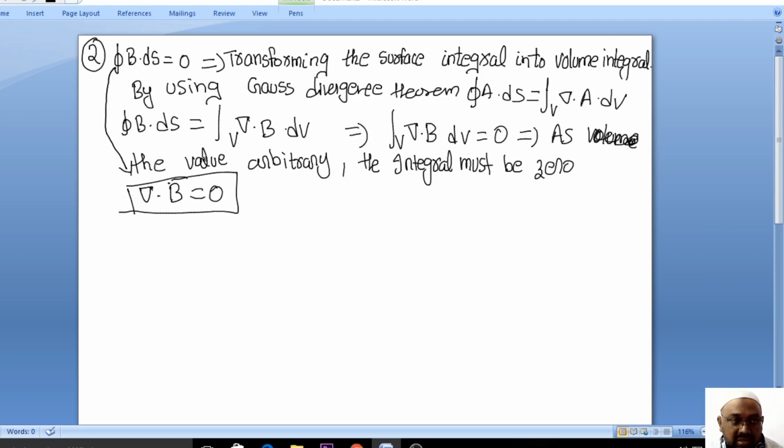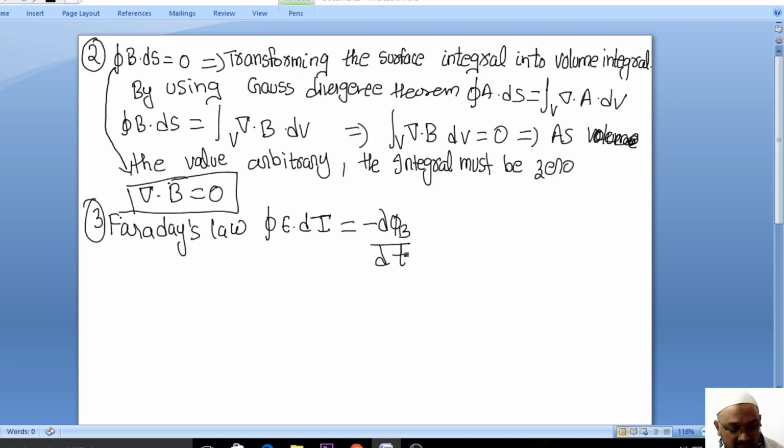The next integration form of Maxwell's equation: what is the next equation? The third equation. Everybody knows this is Faraday's law. So what does Faraday's law say? The line integral of E dot dl is equal to minus dΦ_B by dt. This is the Faraday's law.